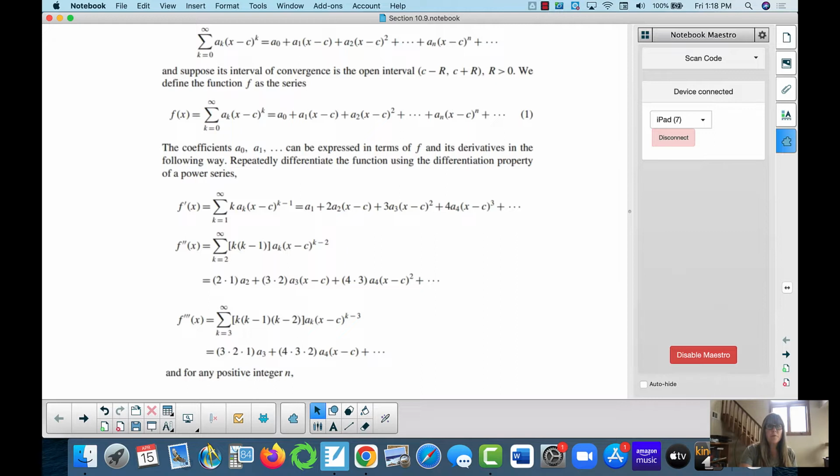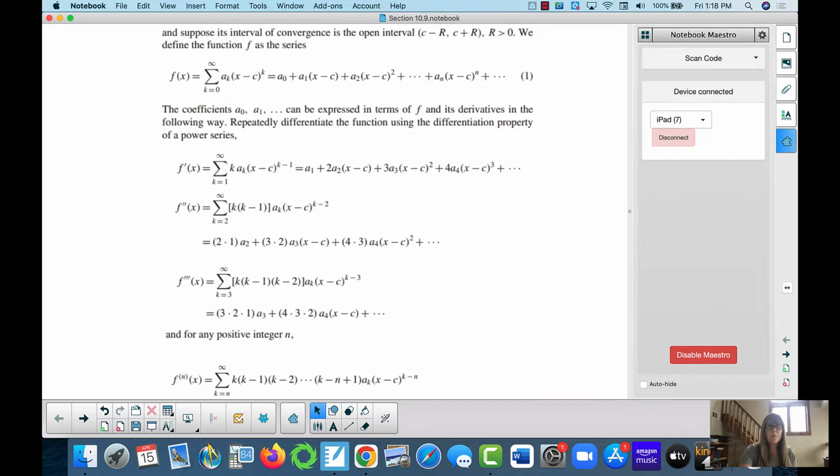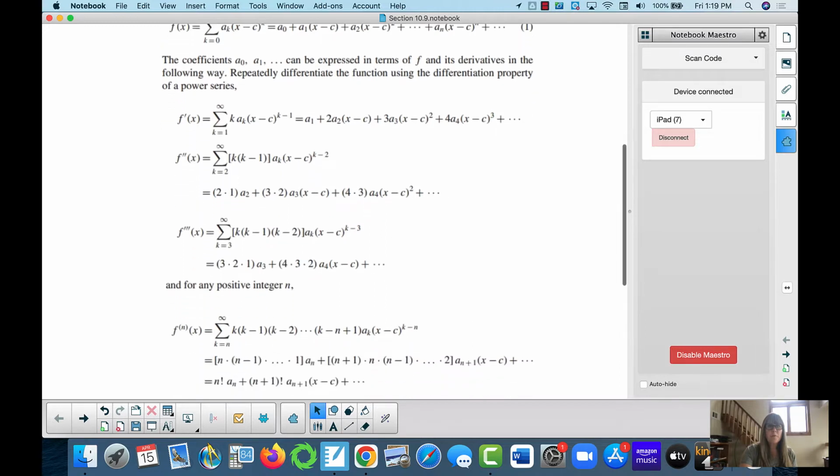For the second term, we end up multiplying by 2 and then subtracting 1 from the power. For the next term, multiplying by 3, subtracting 1 from the power, and so on until you get to n. The second derivative works the same way. We take the derivative of this one and use the power rule, and we end up with this. Third derivative, we end up with this.